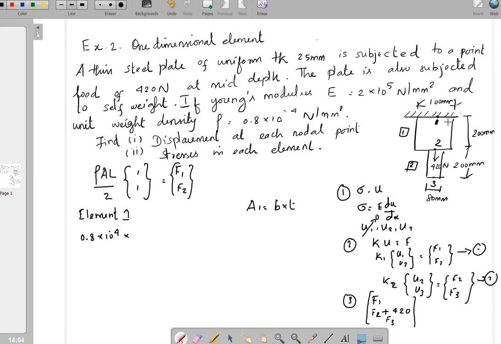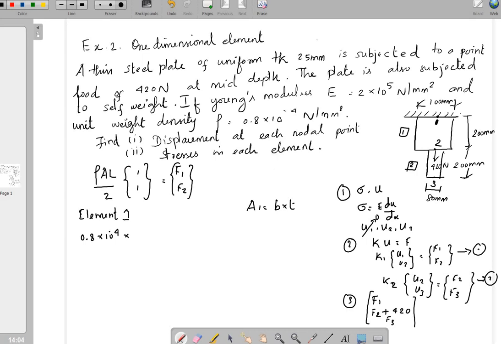So how can we fix the length of the element? We can fix one dimension as the length in the direction of the force, or the direction in which the element is extended. So it is in this direction. We can fix 200 mm as the length.